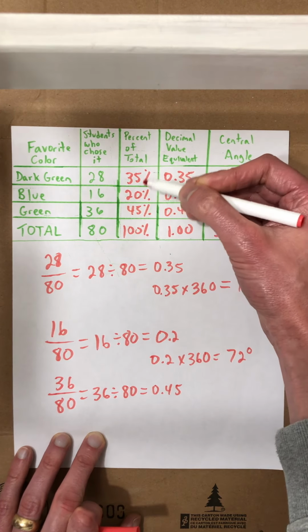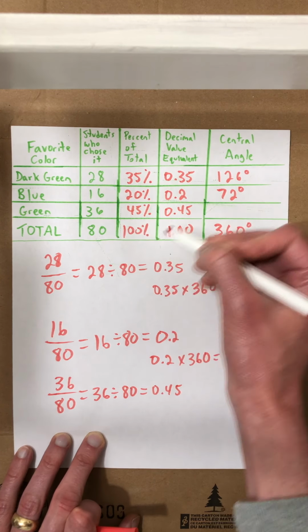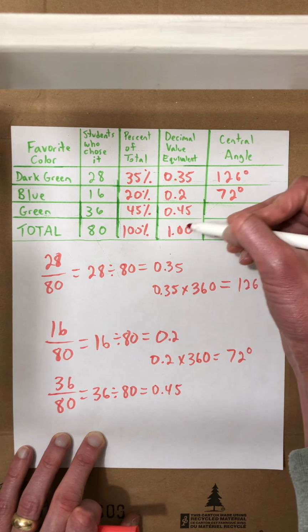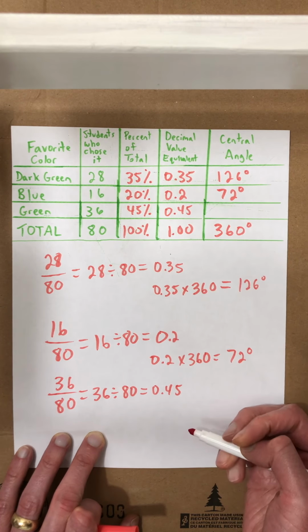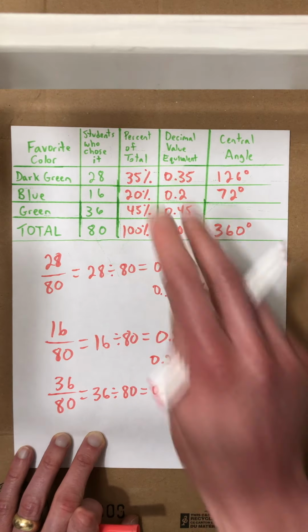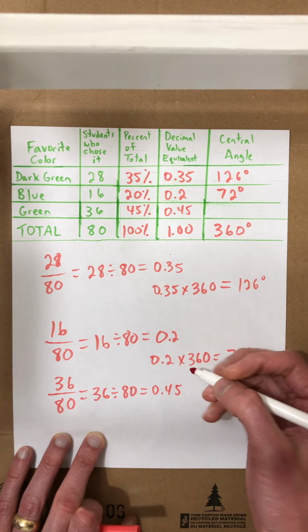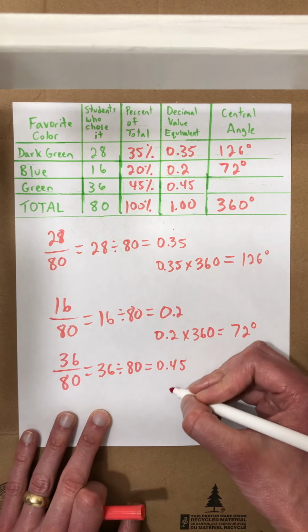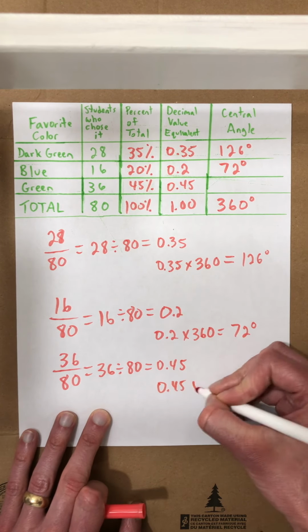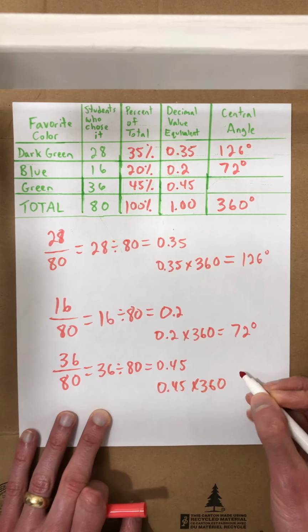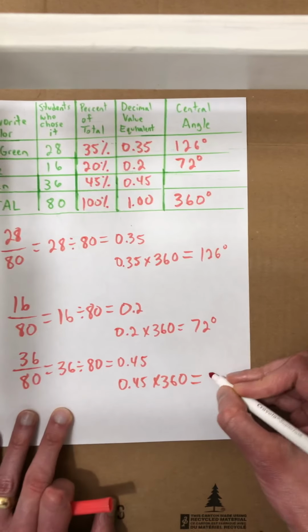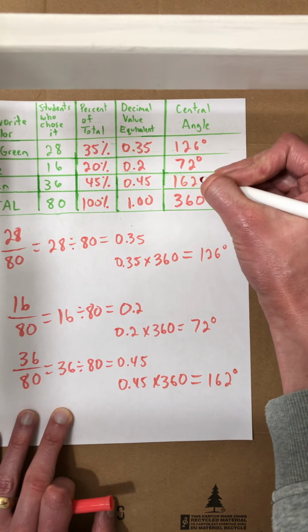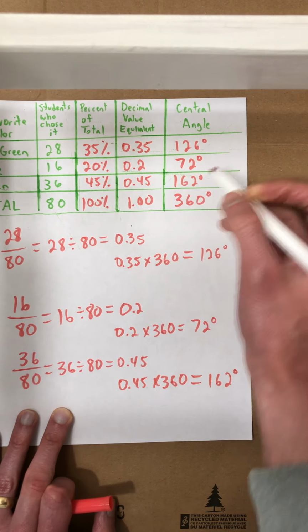And notice how 35 plus 20 plus 45 equals 100%. 0.35 plus 0.2 plus 0.45 adds up to being a whole. So we know that these numbers are all right. They all line up and make the entire thing. I do have to find out what that last central angle is going to be. So what I could do is take 0.45, multiply it by 360. It comes back as being 162 degrees.